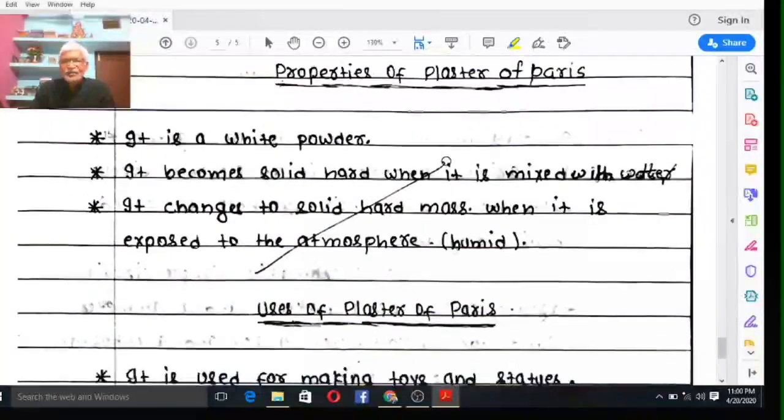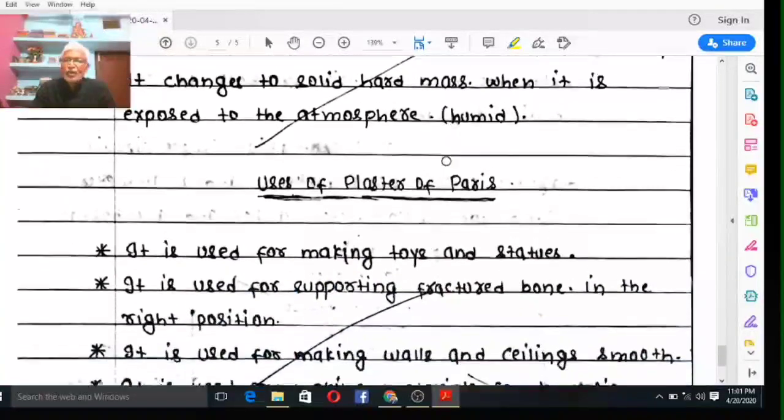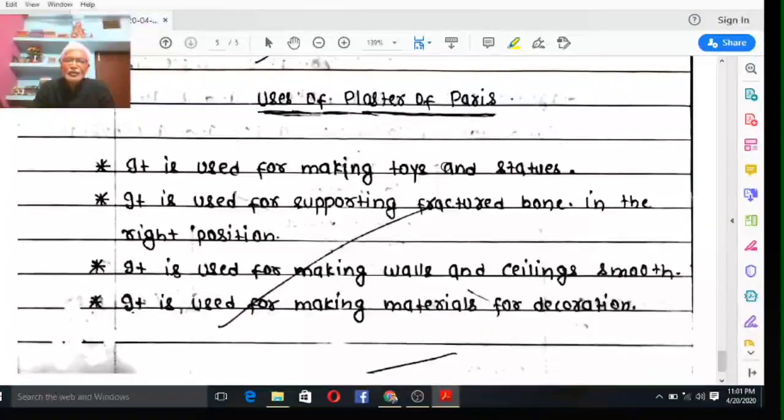Properties of plaster of Paris. It is a white powder. It becomes a hard solid when it is mixed with water. It changes to a solid hard mass when it is exposed to a humid atmosphere, so it is kept in an airtight container. Uses of plaster of Paris. It is used for making toys and statues. It is used for supporting fractured bones in the right position. It is used for making walls and ceilings smooth, and it is used for making material for decoration.